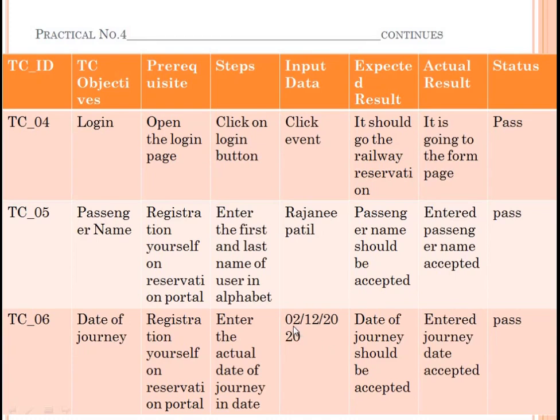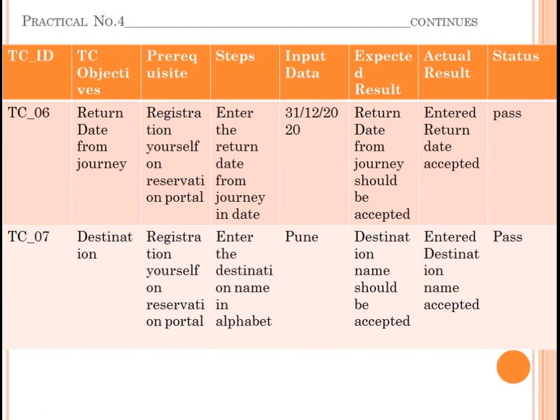If the current date is 2/11, then the next day is supposed to be 11/12 or so, and here the actual journey date is put. The expected result is that the date of the journey should be accepted. The actual result is that the entered journey date is accepted and the status is pass. Here we put not the current date or a previous date, only a date after the current date.